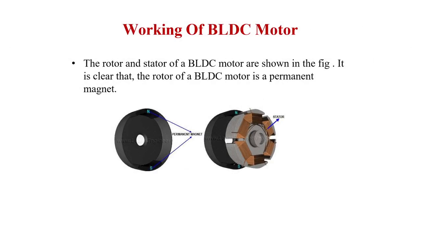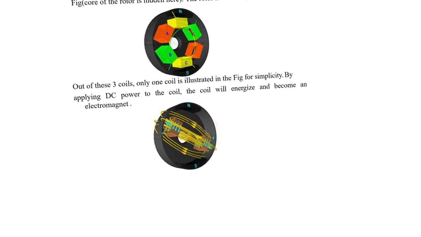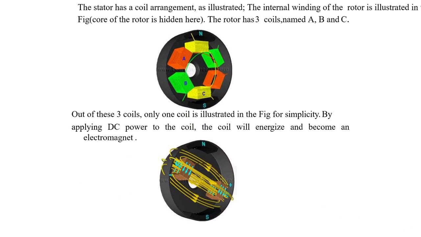Let us see the working of a brushless DC motor. The rotor and stator of a brushless DC motor are shown in the figure. The rotor of a brushless DC motor is a permanent magnet, and the stator has a coil arrangement. The internal windings of the stator are illustrated in the figure, where the core is hidden, and there are three coils named A, B, C. Out of these three coils, only one coil is illustrated in the figure shown below. For simplicity, we can easily understand it if we take only one coil into consideration.